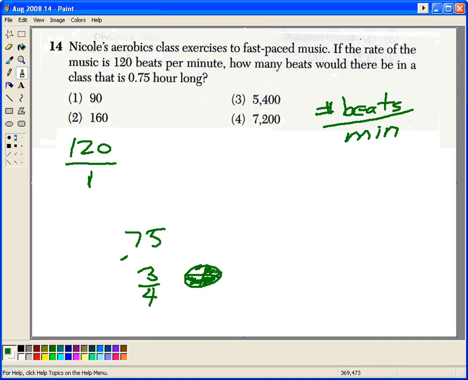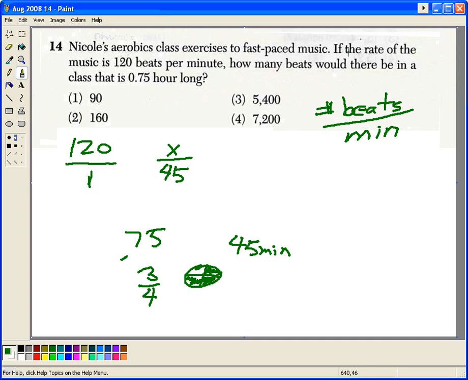What is 3/4 of an hour? Well, that's 15, 30, 45 minutes. 3/4 of an hour is 45 minutes. So, in other words, let's see, how many beats? Okay, they want to know how many beats, so I'll call that X. How many beats would there be in 45 minutes? So that's beats per minute, beats per minute.